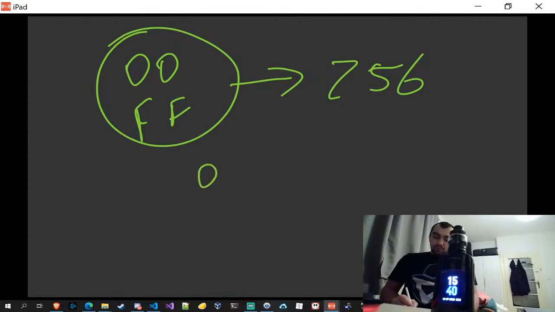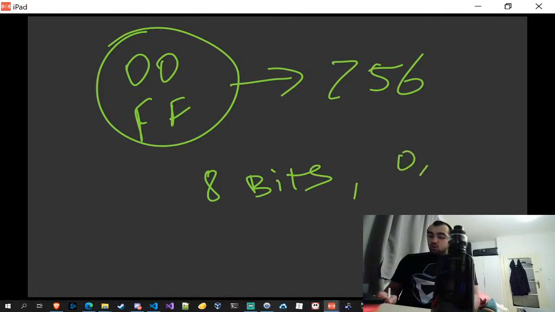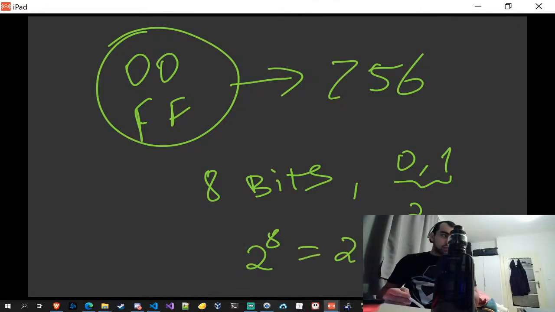If a byte is 8 binary digits, so 8 bits, and bits are only 0 or 1, so there are only 2 possible digits, the whole possible space of a byte has to be 2 to the power of 8, right? Which is exactly 256. So that's another way to think about it.